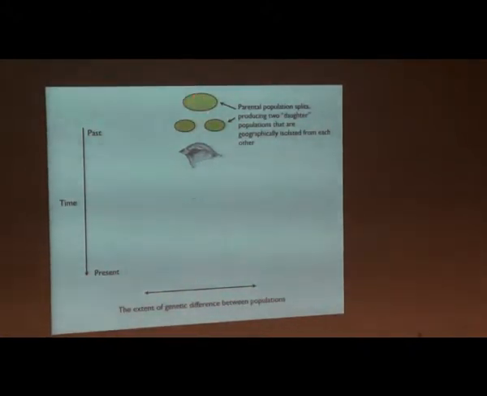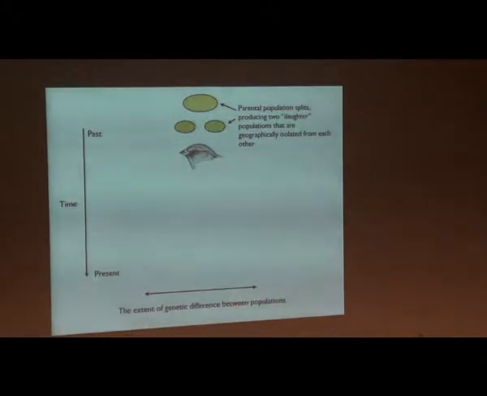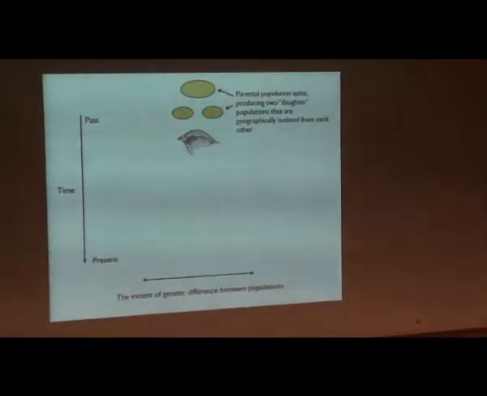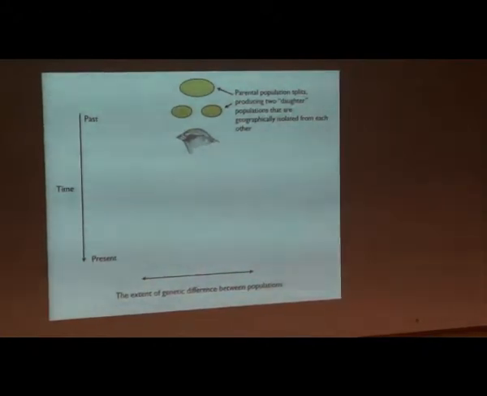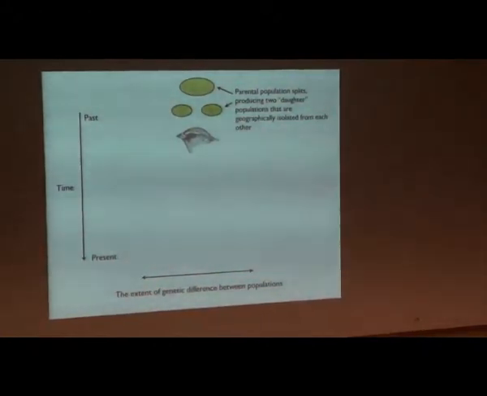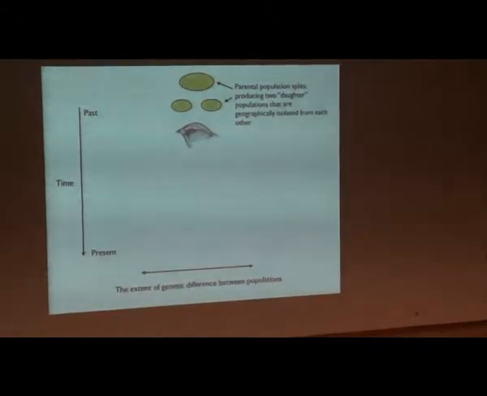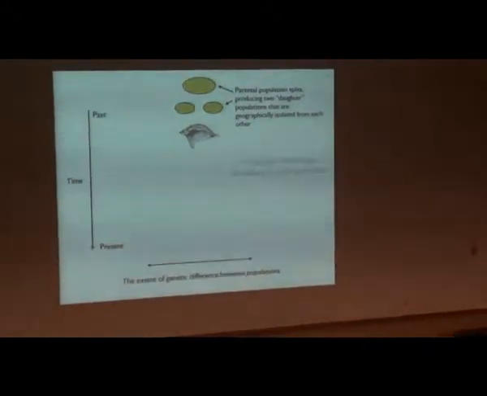Here we have a population. And we're going to split it into two separate populations, okay? Some of these birds fly to a separate island. Now that population is separate from this population, okay? What will happen over time?